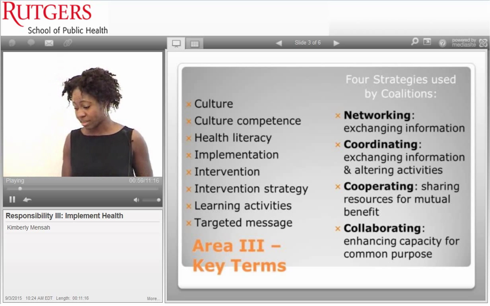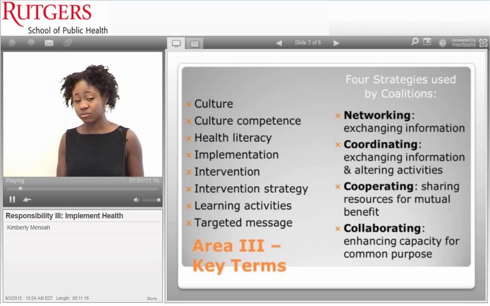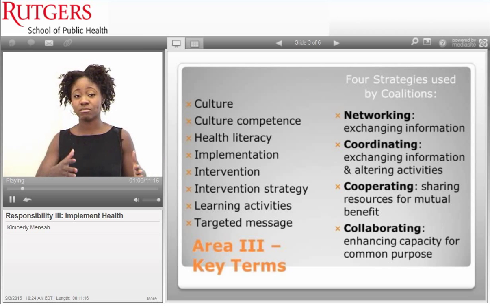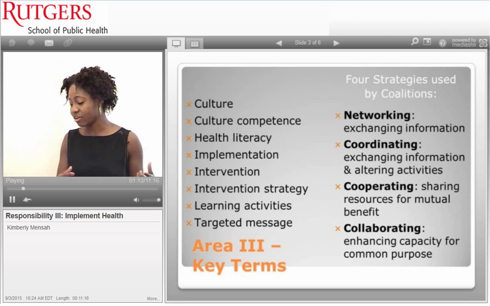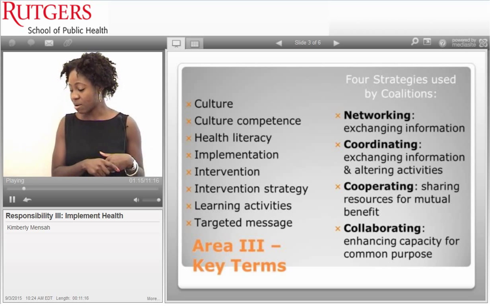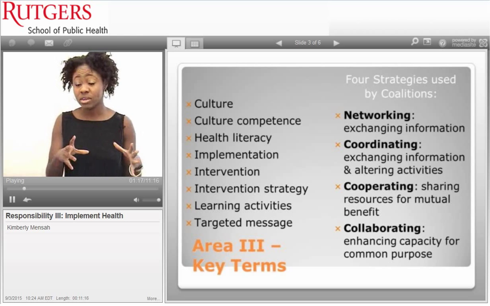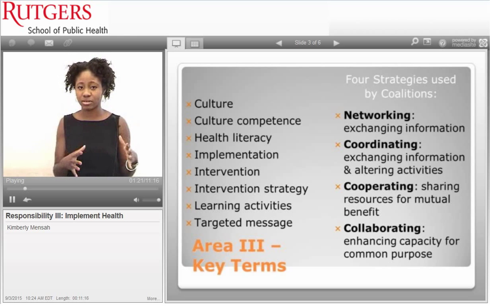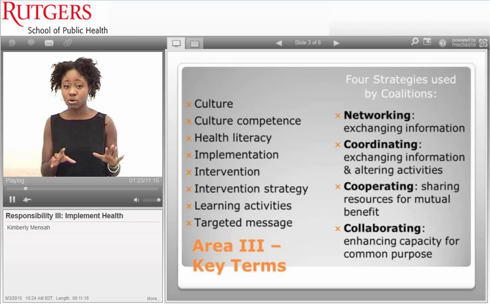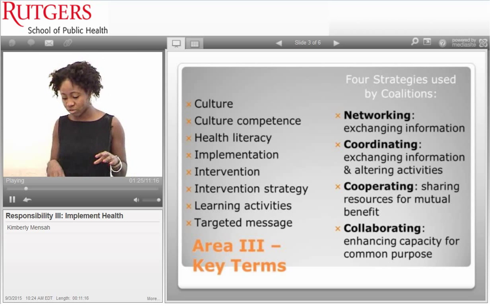A targeted message is when you're trying to reach a subgroup or a general population based on demographics. So let's say I'm trying to create a program and I'm targeting teenage Hispanic males. A tailored message, on the other hand, is a strategy where you're trying to reach a specific person or a specific group based on unique characteristics. So that's really important to know for the CHES, those 2 definitions.